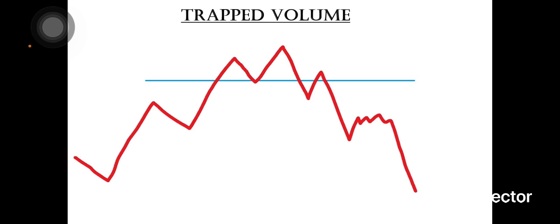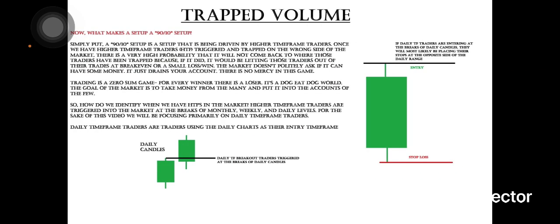Trapped volume. Now, what makes a setup a 90-10 setup? Simply put, a 90-10 setup is a setup that's being driven by higher time frame traders. Once we have higher time frame traders triggered and trapped on the wrong side of the market, there's a very high probability that it will not come back to where those traders have been trapped, because if it did, that would be letting those traders out of their trades at break even or with just a small loss or win.